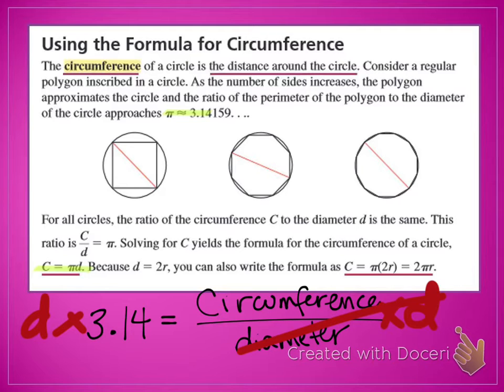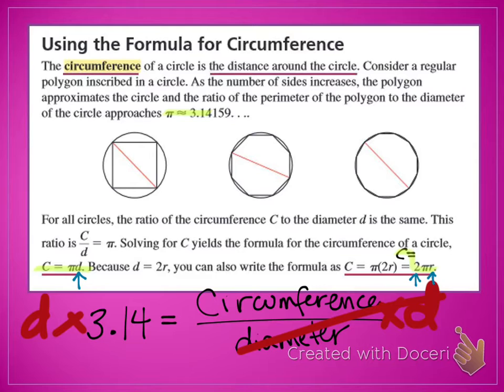You can also write it in terms of the radius. What do we know about the radius in comparison to the diameter? Radius is half. So if we double the radius, the circumference could also equal 2 times pi times the radius. Because what is 2 times the radius? The diameter. So 2 times the radius is the same as the diameter. So these are equivalent to each other. You can use whichever formula is helpful.